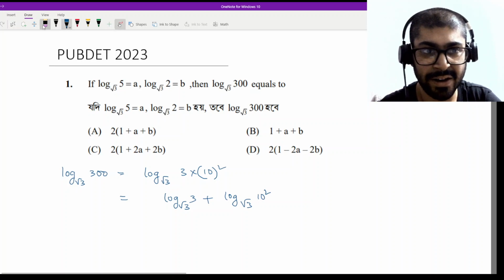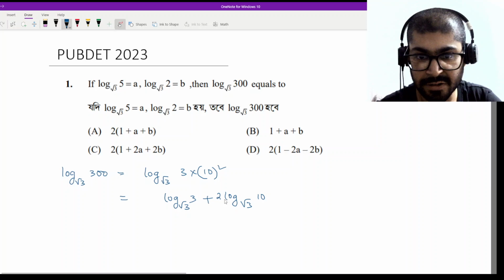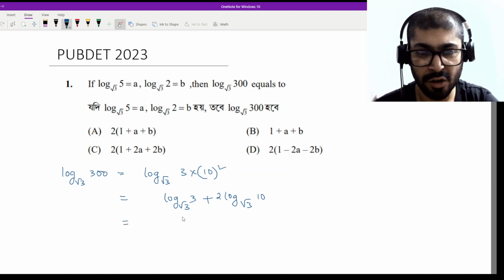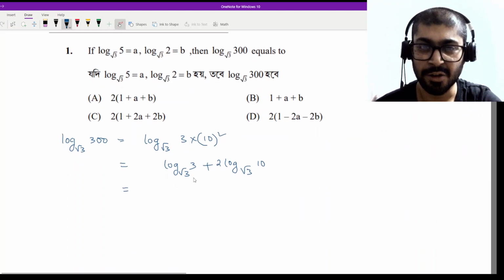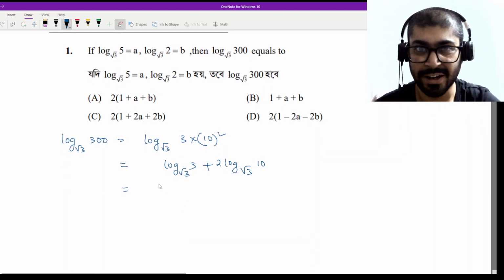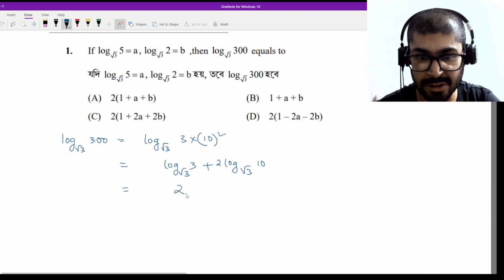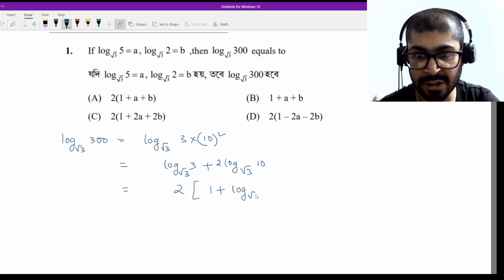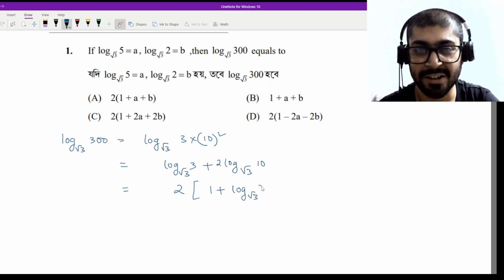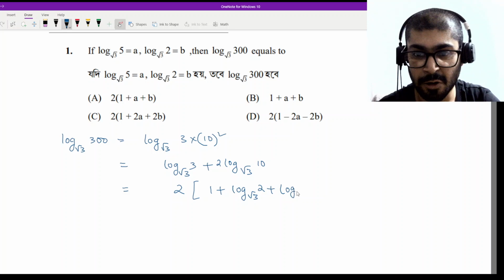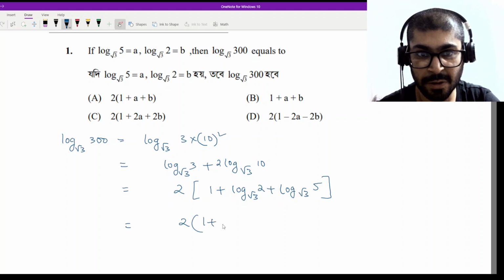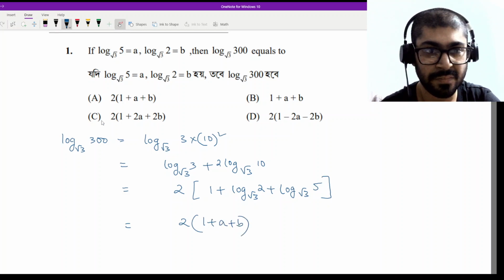And even 10 square I can bring that outside, right? So I'll have 2 here, and 3 is just the square of root 3, right? So I can write 2 here. So 2 common, I'll have 1 plus log root 3 base 10. So I can write it as log root 3 base 2 plus log root 3 base 5, right? Now quite easy. So I'll just replace the values and I'll get 2 into 1 plus a plus b.